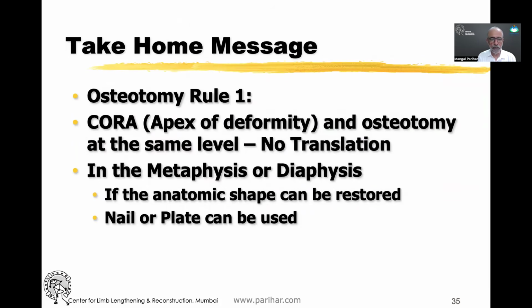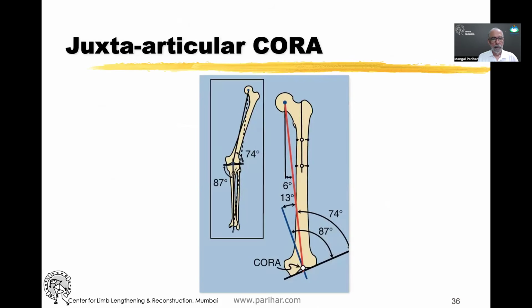is no translation involved. And in the metaphysis or the diaphysis, if the anatomic shape can be restored, either a nail or a plate, depending on what you need to. So in the first 2 cases, you saw a nail, and in the last case, you saw a plate. But when the deformity is close to the joint, or the CORA is close to the joint, there are some other issues which come up.